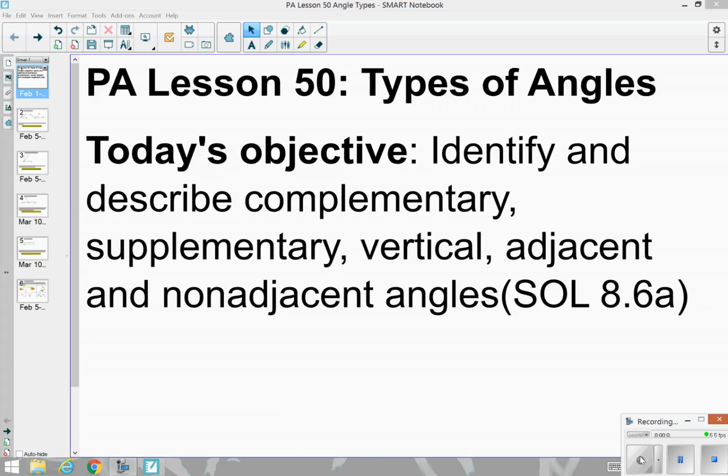Hi, welcome back. This is our pre-algebra lesson on different types of angles. Today we're going to identify and describe these types of angles: complementary, supplementary, vertical, adjacent, and non-adjacent angles.